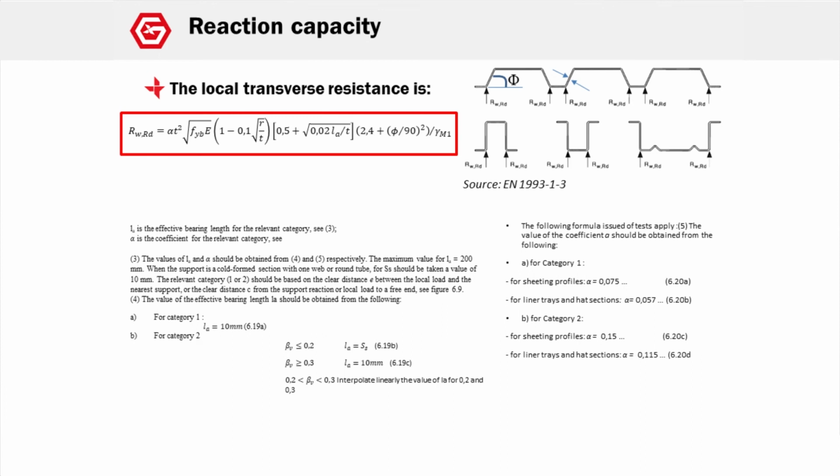Okay, now we are going to study the reaction capacity of a profile. Here is the formula given in the Eurocode. This formula is the result of a lot of tests done in the past. You can see that a lot of coefficients must be determined.